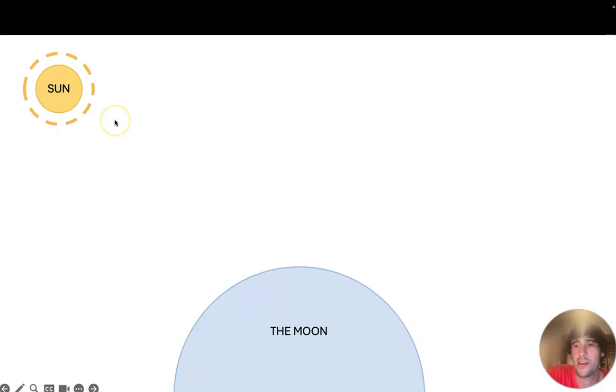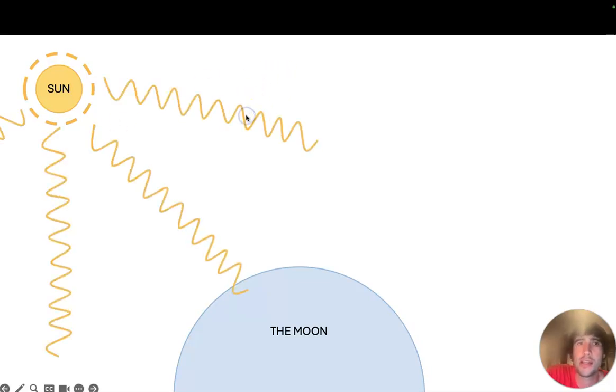So the first thing to understand is that the sun has a lot of energy. It's a massive fusion power plant. It's generating massive amounts of energy. And that energy comes out in the form of electromagnetic radiation, which is a fancy way of saying light.